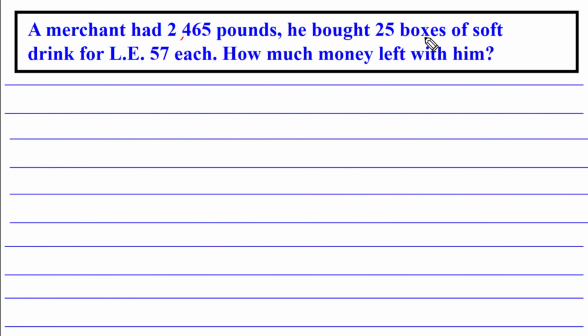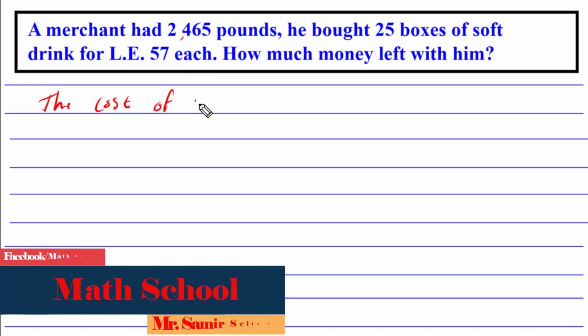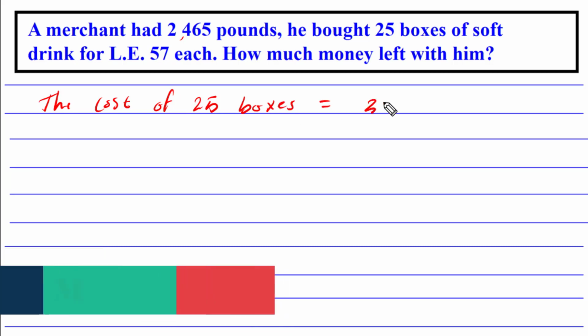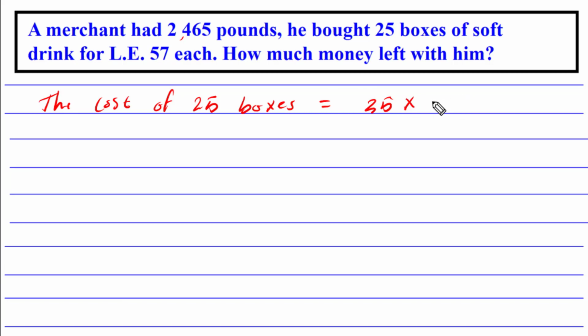Yes. Second problem: a merchant had 2,465 pounds. He bought 25 boxes of soft drink for 57 Egyptian pounds each. How much money is left with him? To find how much money is left with him, we will find the cost of 25 boxes of soft drink. We will multiply 25 by 57. Then we can subtract the cost of 25 boxes from the total amount, which is 2,465. The first step, we will say the cost of 25 boxes will be the number of boxes, which is 25, by the cost of each one, which is 57.